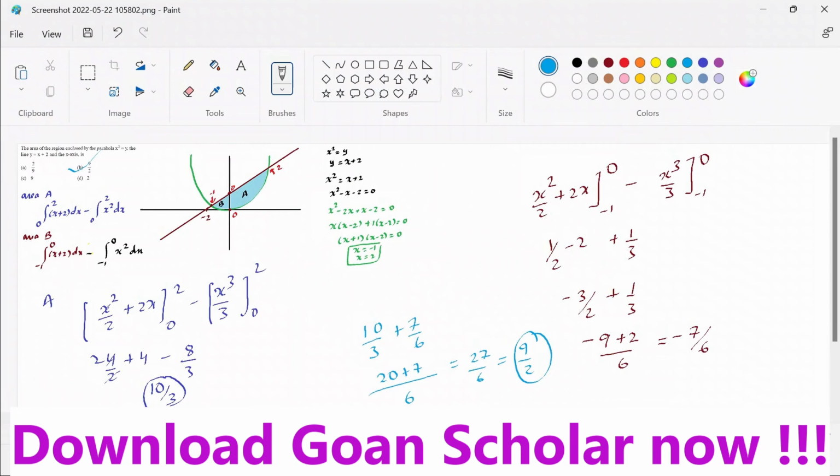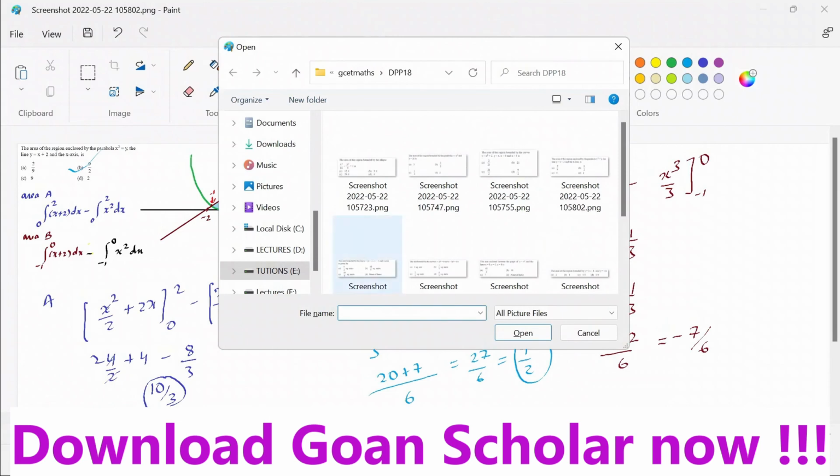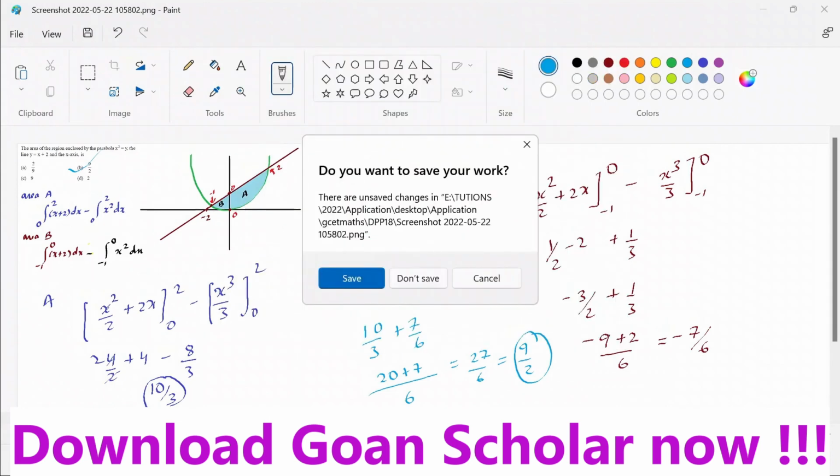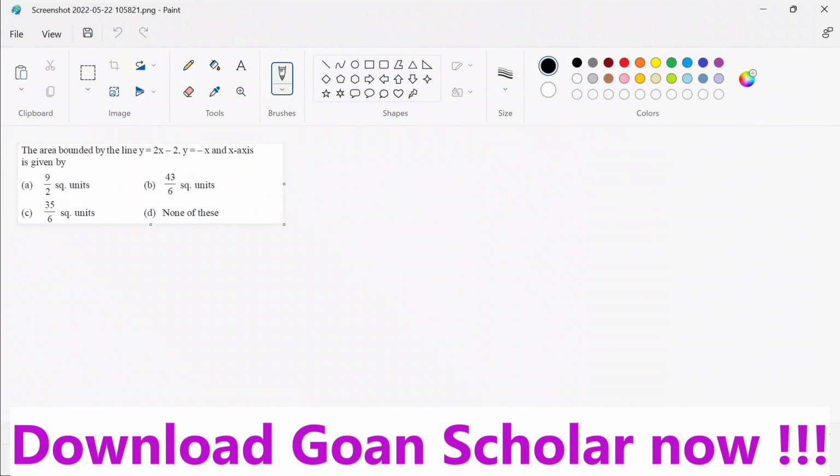So the main thing is to figure out which area you are dealing with. These are a few things you should be clear with. Let's deal with another question. The next one is our fifth one, which is here.